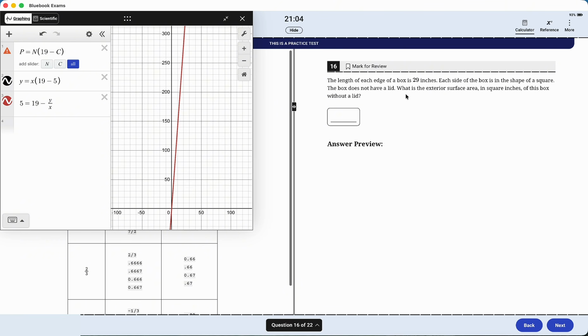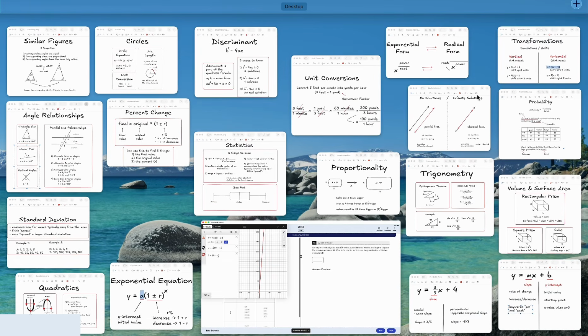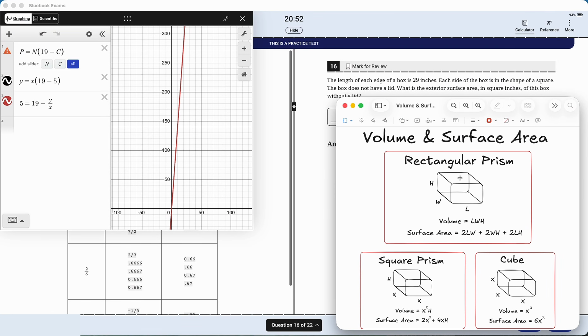The length of an edge of a box is 29 inches. Each side of the box is the shape of a square. It does not have a lid. What's the exterior surface area, right? So what they're basically describing here, right? We have kind of surface area somewhere. Here it is, right? This is their favorite shape to use, a rectangular prism. But sometimes you get variations of this. You can get a square prism or you can get a cube. So in this case, they're describing a cube because they said, each side of the box is a square, right? And that happens with a cube.